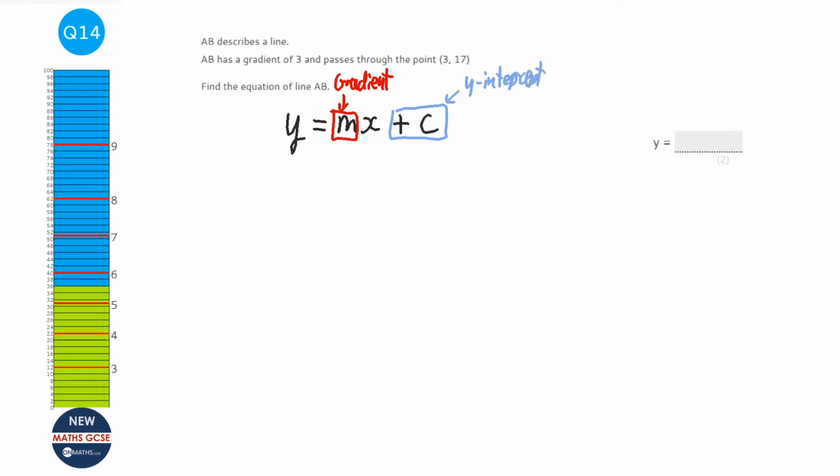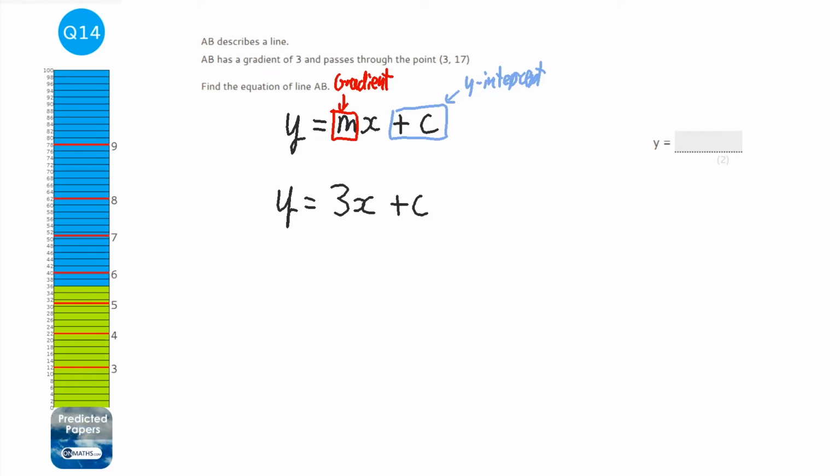Okay, so we need to understand how to use that formula for this question. Now it already tells us that the gradient of the line is 3, so we can fill that in. So it's y equals 3x plus c. Nice and easy. The only thing we don't have is the y-intercept.